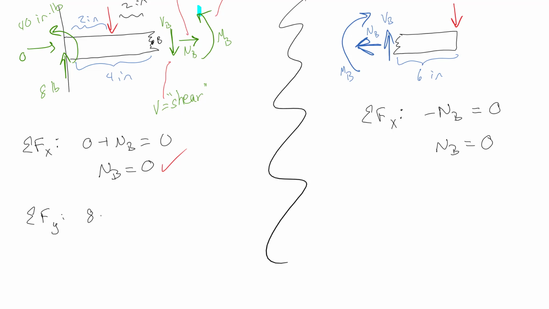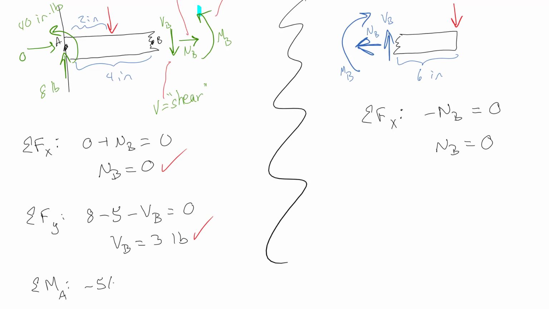All right, I have 8 going up, I have 5 going down, and I have VB going down. And again, you've got the negative sign in front of the VB because it's pointing down. So VB is equal to 3 pounds, which is the same thing I got again. Okay, now let's do the sum of the moments about A, just for funsies. Let's see what happens.